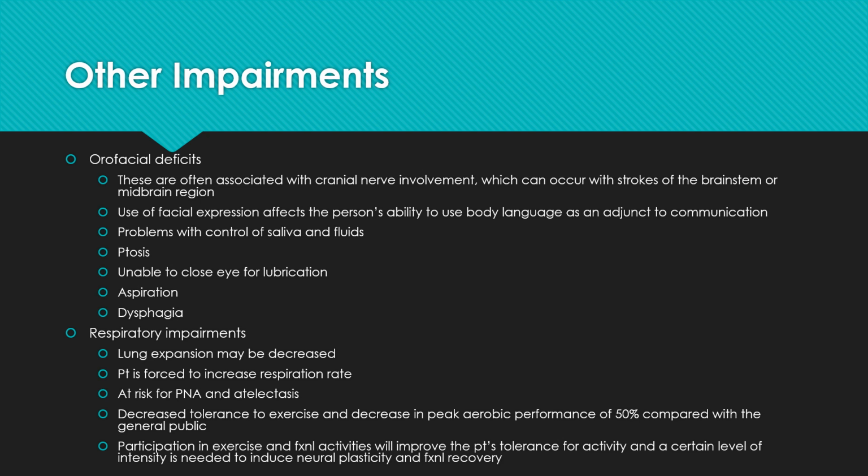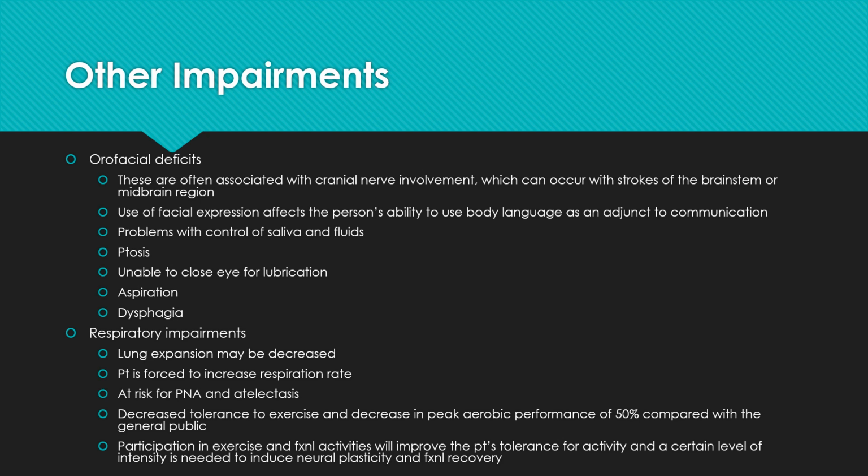Respiratory impairments include that lung expansion may be decreased because they have decreased innervation of the respiratory muscles to ventilate the lungs. The patient is forced to increase the respiration rate to get the same volume of air flowing through. This puts them at risk for pneumonia and atelectasis.